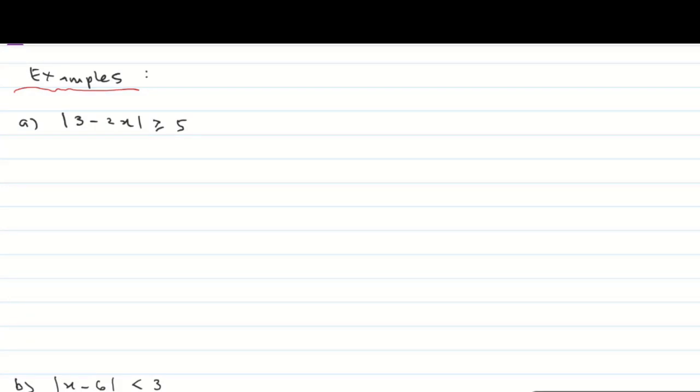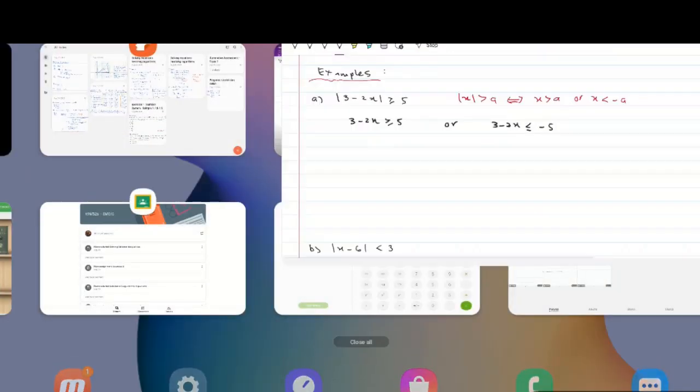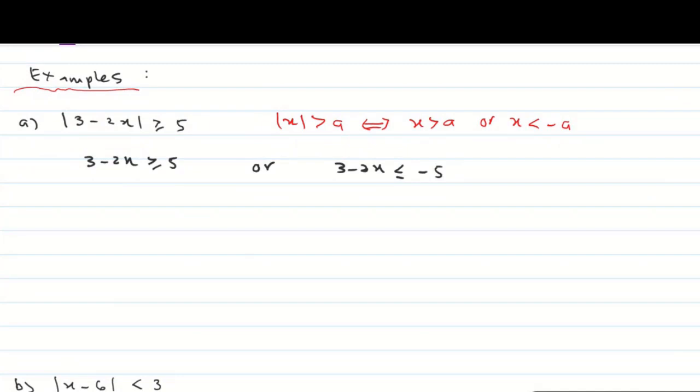So let's look at the examples. The first example: we have absolute value of 3 minus 2x greater than or equal to 5. Here we have absolute value of x greater than a, meaning that we have x greater than a or x less than negative a. The first step is to open the absolute value sign. So 3 minus 2x greater than or equal to 5 or 3 minus 2x less than or equal to negative 5. And then we solve these two linear inequalities.